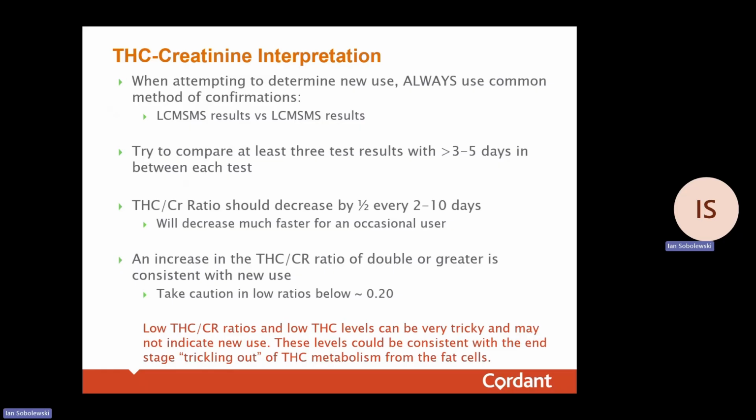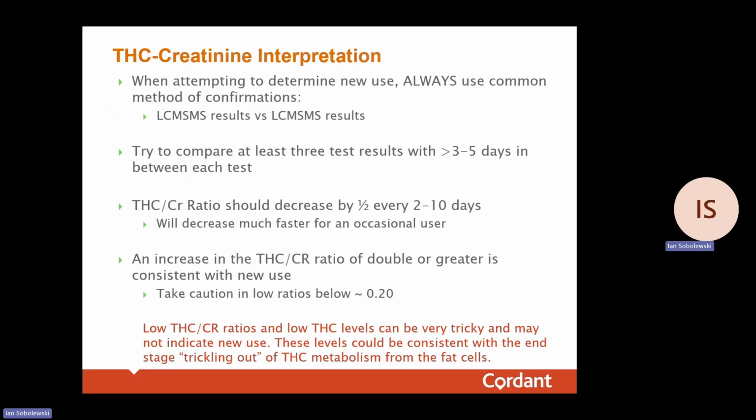If they're unable to, they can get our lab director involved and help. But some general rules of thumb is that THC creatinine ratio should decrease by half or more every 2 to 10 days. Just know it'll decrease much faster for an occasional or light user. And if that THC creatinine ratio doubles or greater between 2 samples, that's typically consistent with new use.